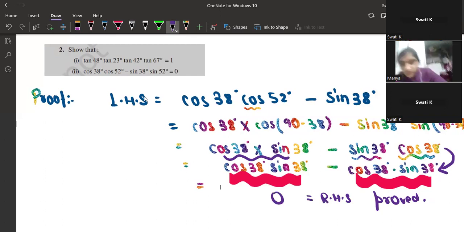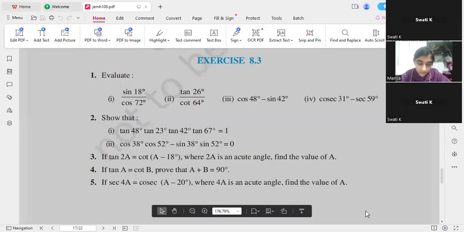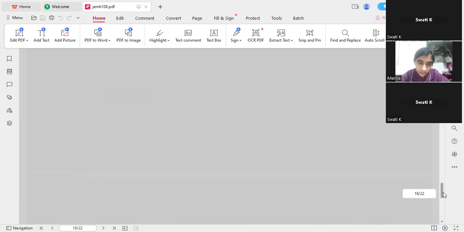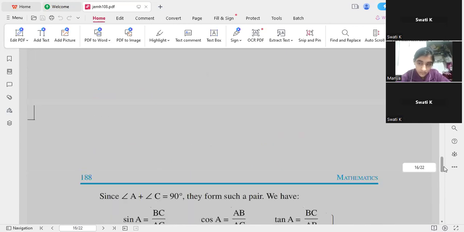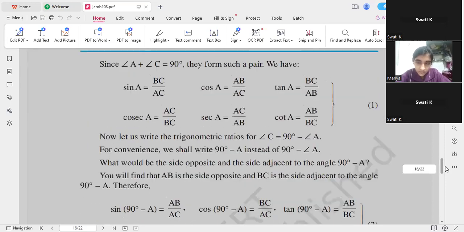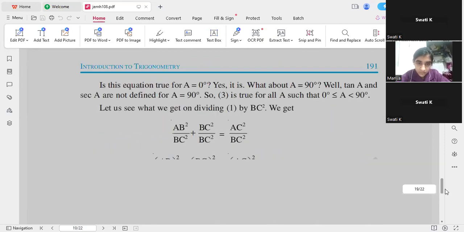Okay, so we are done with the first and second questions already of the evaluate and the proof. Now let's go to the third, fourth, and fifth question. And I think this is your exercise 8.3 last exercise only. No, we have one more. Okay, first we'll cover exercise 8.3, of course. Oh, okay. Where the questions went?